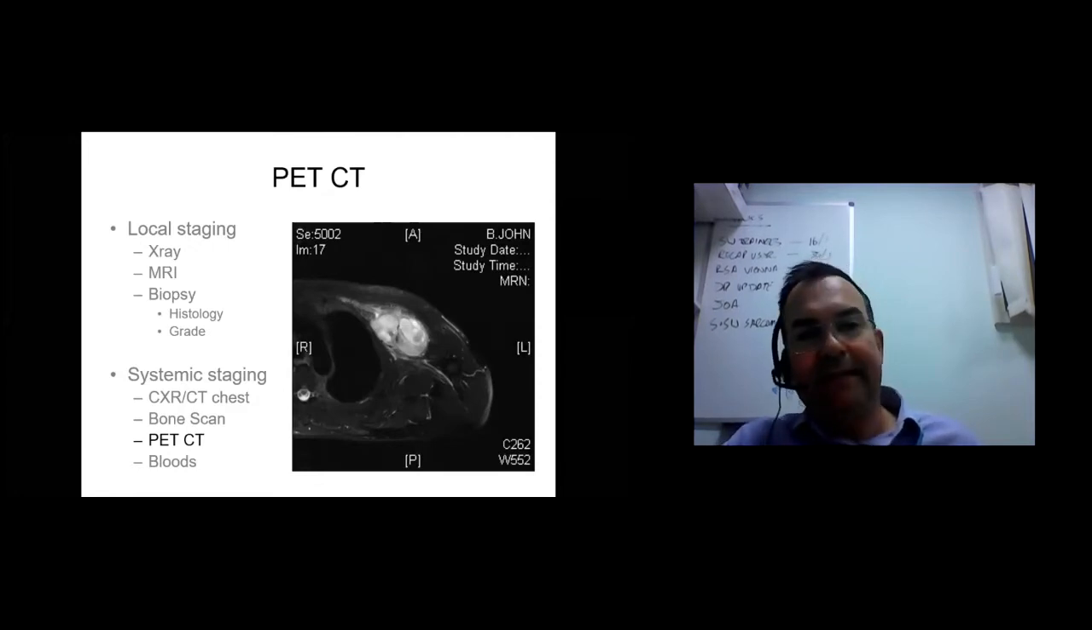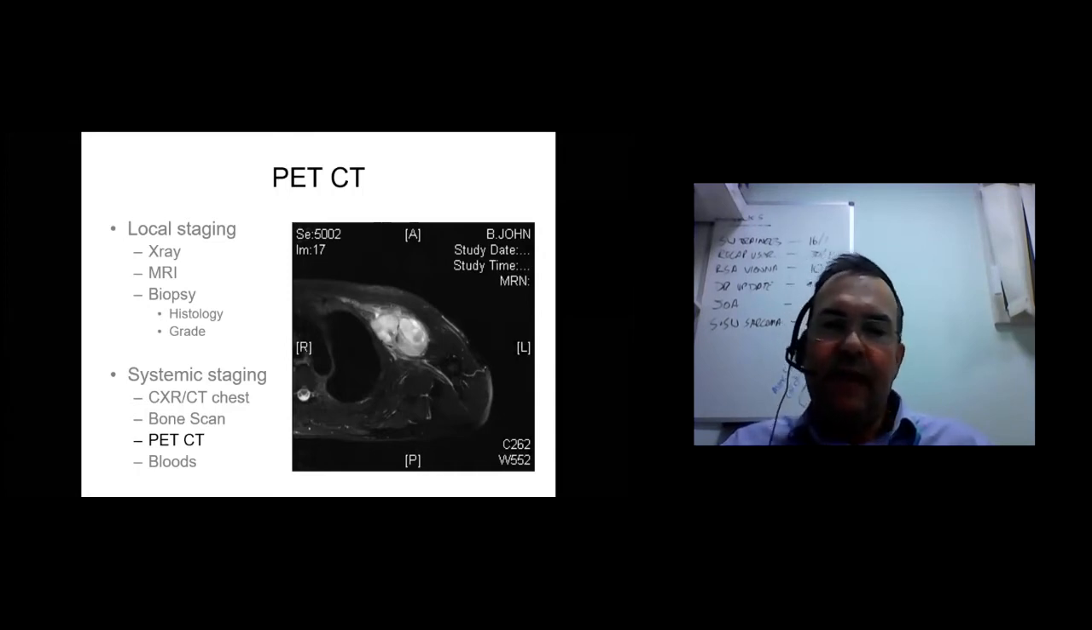Now, what about PET-CT? Well, PET-CT is controversial. It's not used in all of the units. We use it extensively here in Oxford, and I just thought it would be helpful to show you why we think it's particularly useful and why it is increasingly coming in as a tool in terms of systemic staging.